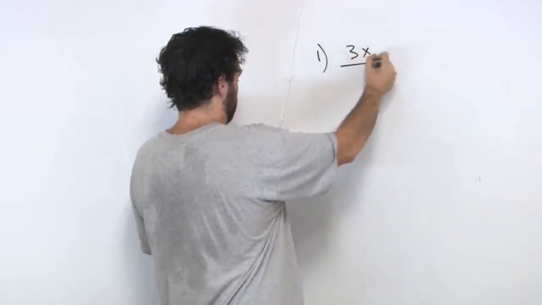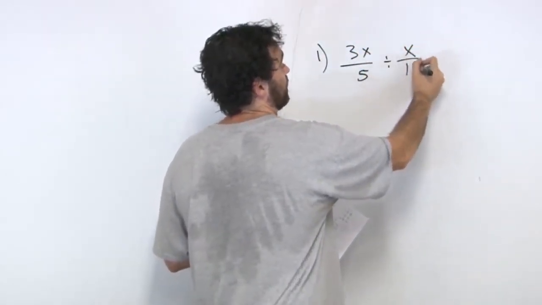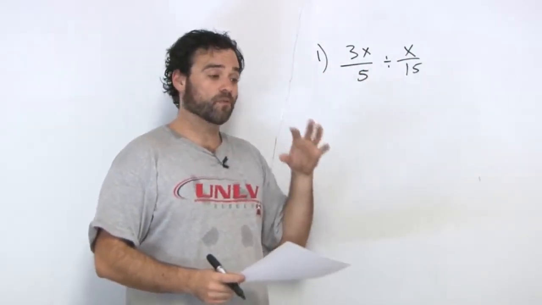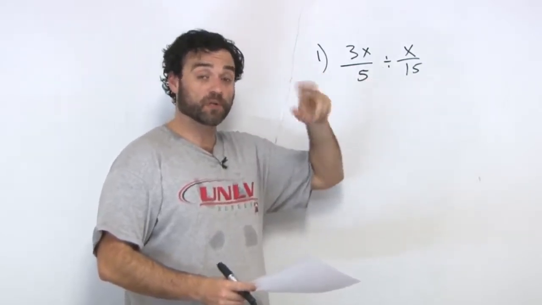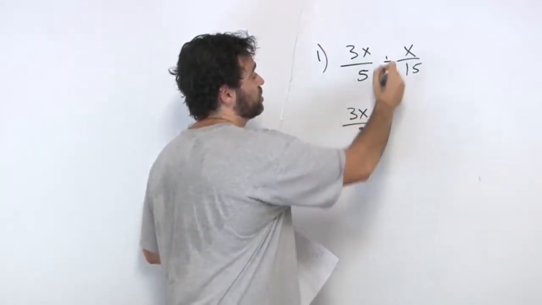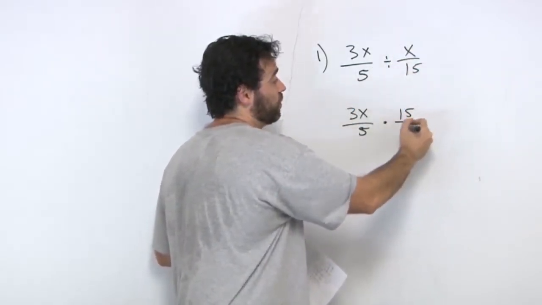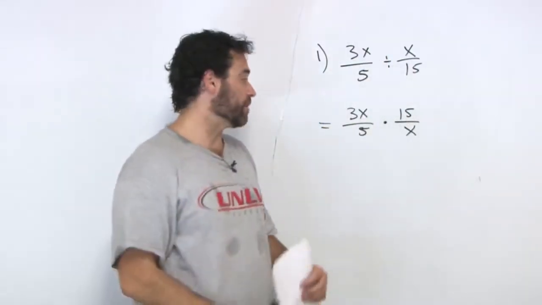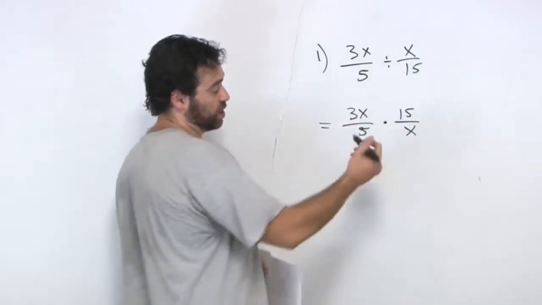We say that 3x over 5 divided by x over 15. Okay, here's our first division. Now remember our rules of division, we're going to change this to multiplication and take the reciprocal of the second fraction. So what does that mean? Leave 3x over 5 the way it is, change that to multiplication, and then flip this, take the reciprocal, so it becomes 15 over x. Okay, it turns into a multiplication problem, except for one extra step: change the division into multiplication, flip it, and then go ahead and treat it like a multiplication problem.